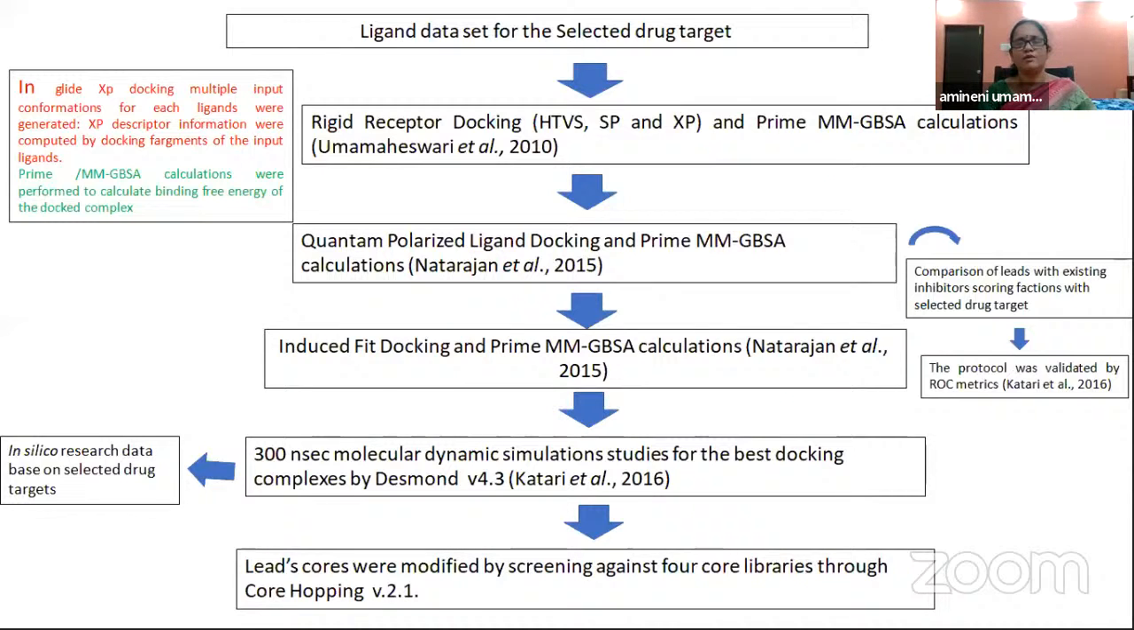MMGBSA means molecular mechanics, generalized Born, surface area. We do this docking and we get the free energy. The final score is in the form of free energy.